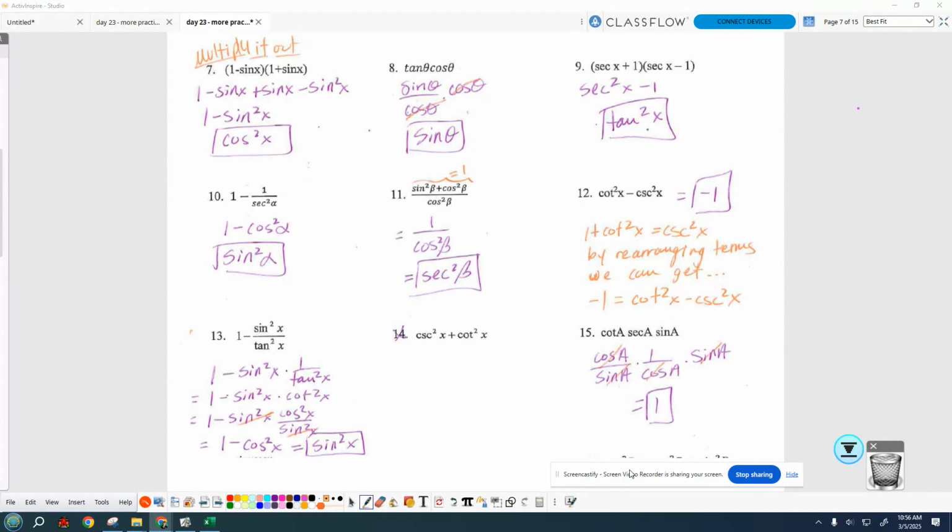Questions on these guys? Isla would be happy to explain. Yeah, could you do number 12? Isla, how do we do number 12?